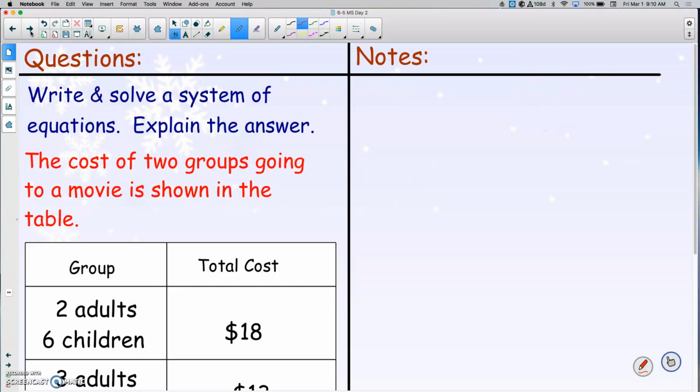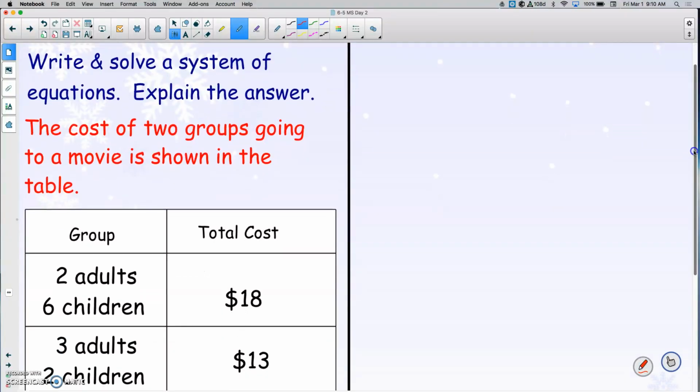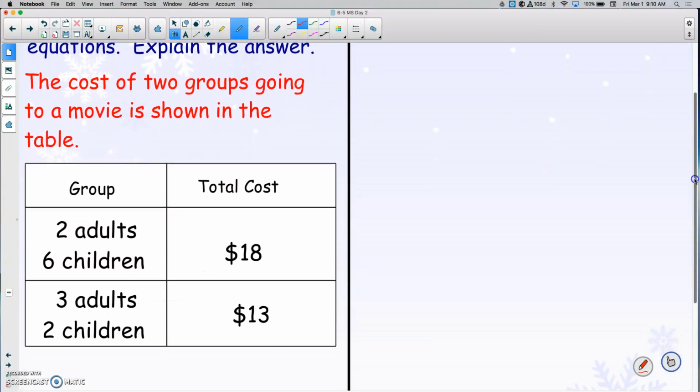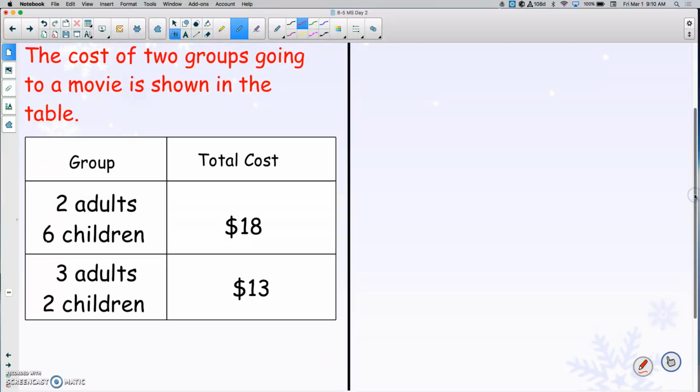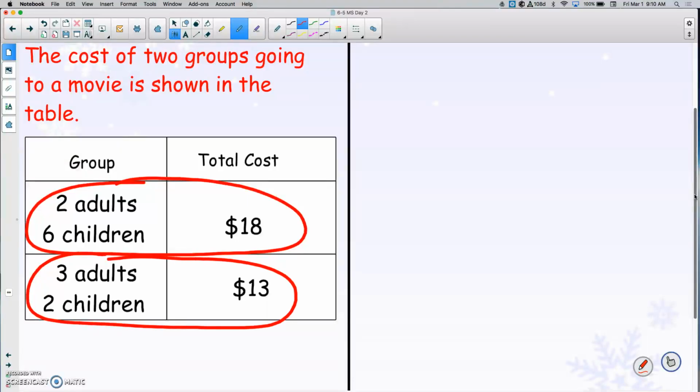Okay, our first problem says write and solve a system of equations, explain the answer. The cost of two groups going to a movie is shown in the table. The first group has 2 adults and 6 children, and they paid $18. The second group has 3 adults and 2 children, and they paid $13. So what we're looking for is we're trying to figure out the cost for each adult and for each child.